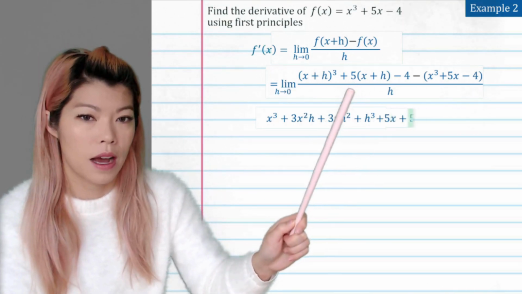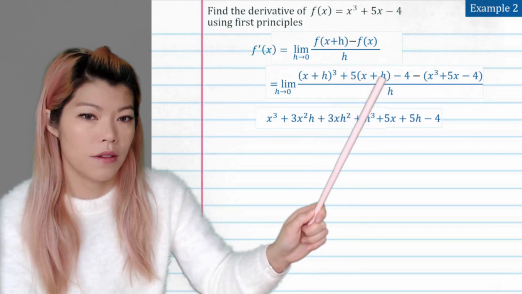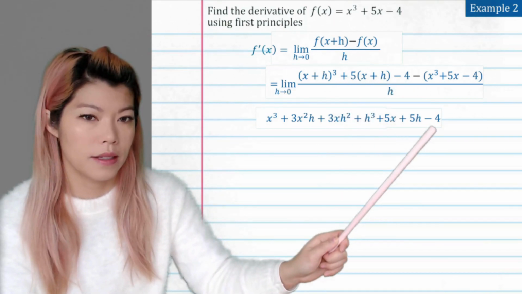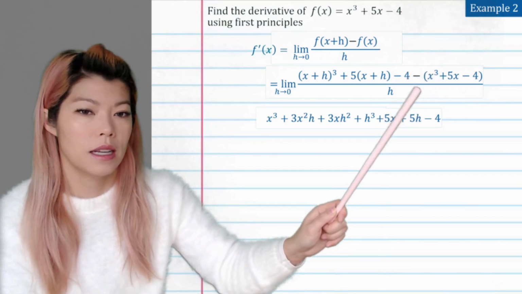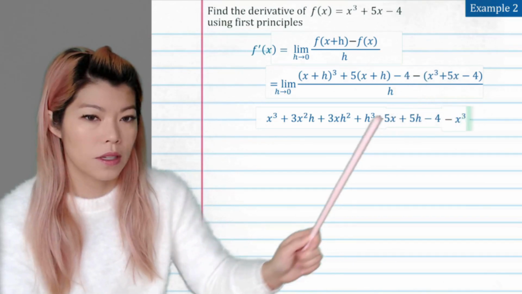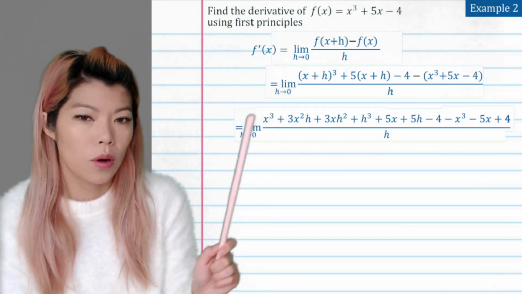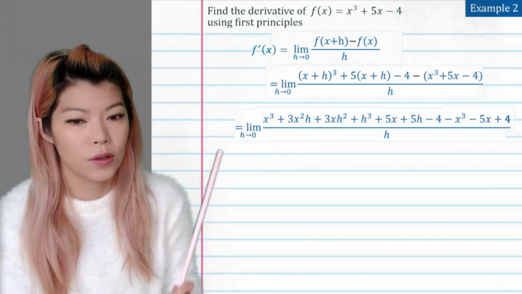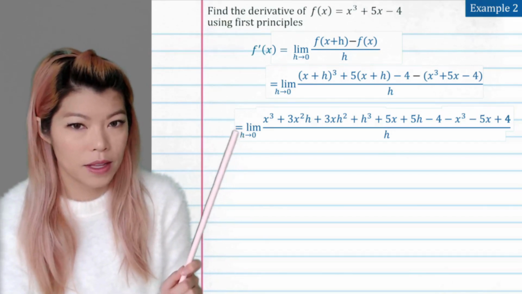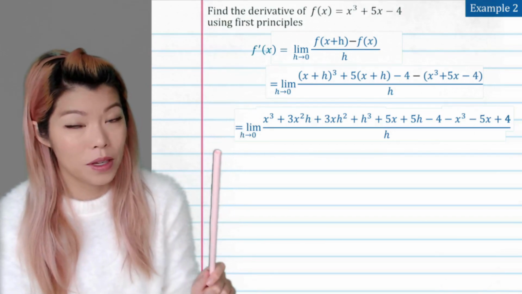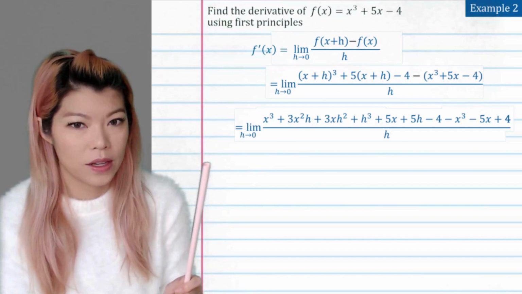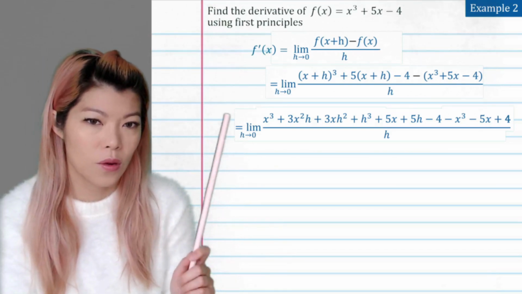Now plus 5x plus 5h minus 4, that part is easy, and now we're just expanding the negative, so that's negative, negative, and positive over h. And notice that I'm always writing the limit until I evaluate the limit, so make sure you don't miss that in your working out. I know it's a bit tedious because there's so much writing, but just be patient and you'll get to the answer quite accurately.